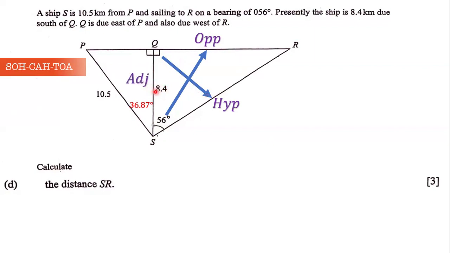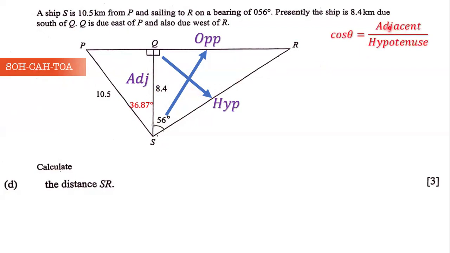Now, what are we trying to find? We're trying to find the hypotenuse, SR, but we have the adjacent, and we also have the given angle. So we have to focus on the adjacent and the hypotenuse. Which trig ratio deals with the adjacent and the hypotenuse? Well, that's cosine of theta again. So we're going to use cosine of theta.